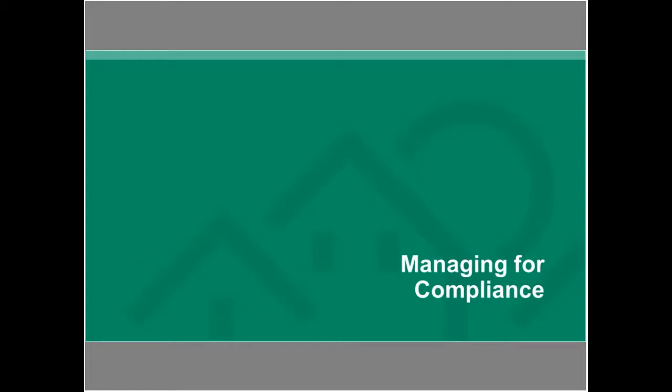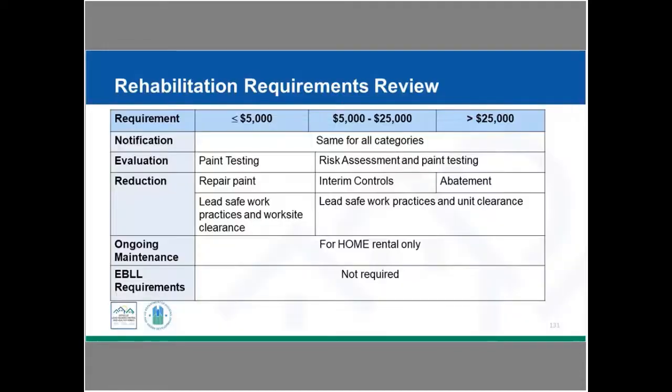All right, so let's get started. We're going to review implementation of the Lead Safe Housing Rule and the various stages of review so your program can meet compliance with both HUD and EPA requirements. As I said a little earlier, we are talking about these different levels. You see up to and including $5,000, $5,000 to $25,000, and over $25,000. This is what we're referring to as our level of assistance. So depending on the level of assistance, there are different requirements.